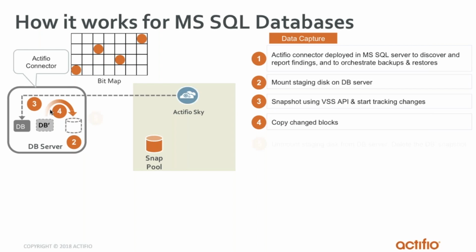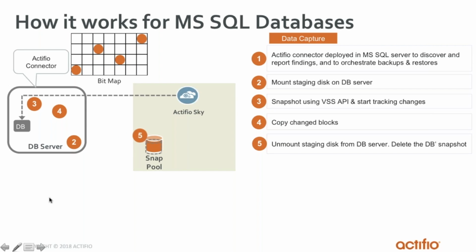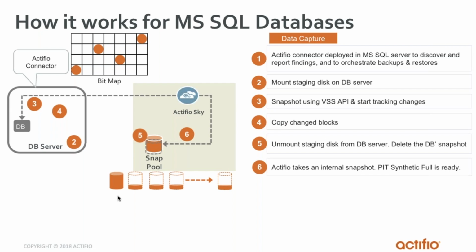Now, once the data has been copied across, the next thing we do is unmount those disks that were presented over and delete the VSS snapshot. So now we have a set of disks in the snapshot pool that contain those databases. At that point, we take a snapshot of that disk.